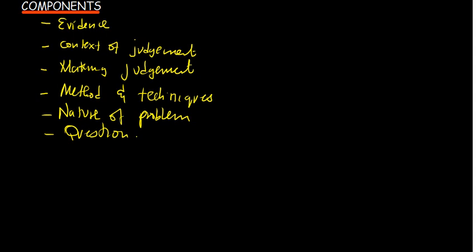So these are some of the components of critical thinking. Look at the evidence and the context of judgment. Also, for you to be able to make judgment, you need to be a critical thinker. Also the methods and techniques that are used to make judgments, that is critical thinking. And the nature of the problem will determine how you judge it. That is critical thinking. And also looking at the question at hand. So this is about critical thinking.